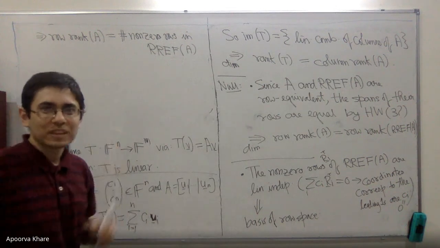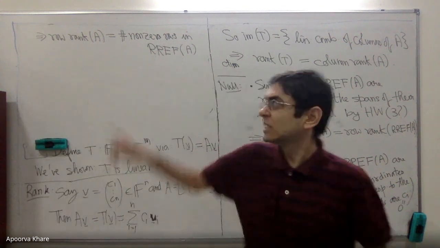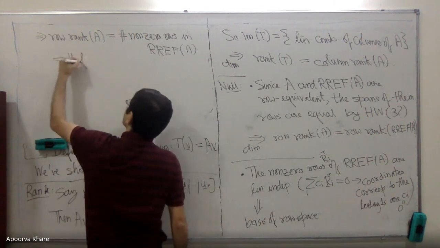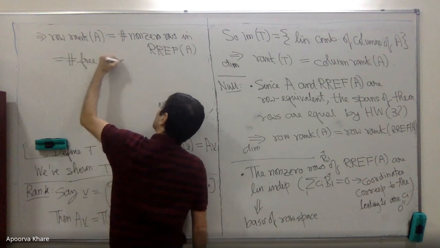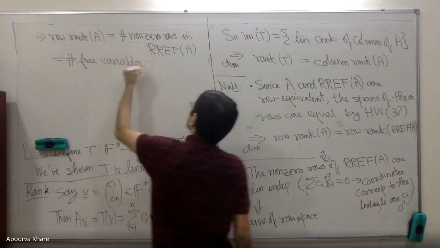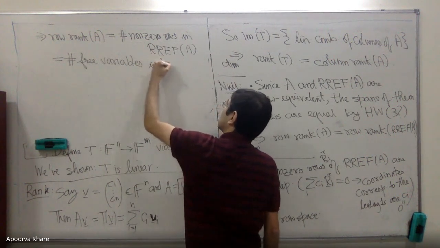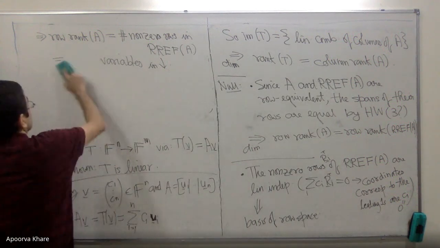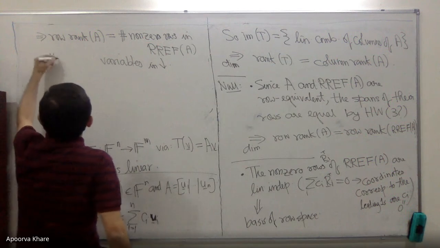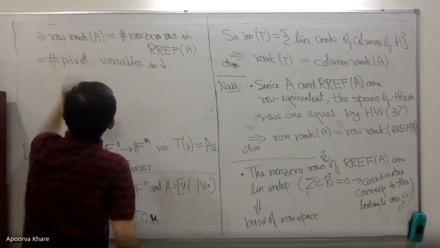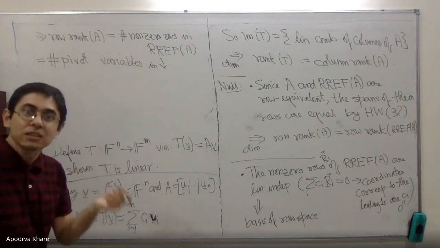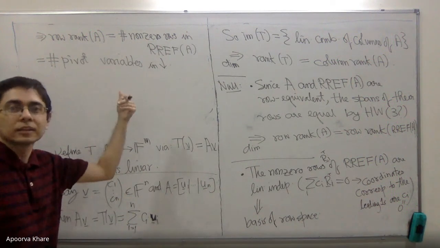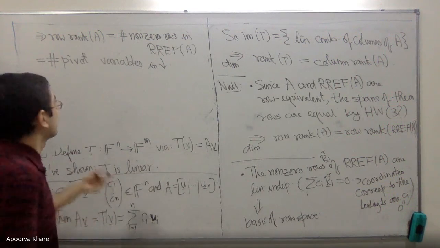But now we know something about the number of non-zero rows. This is the number of pivot variables, not free. The whole point is there are pivot variables, and that is n minus the number of free variables. So every other variable is free, and these are uniquely determined because the coefficient was 1 from the pivot variables.